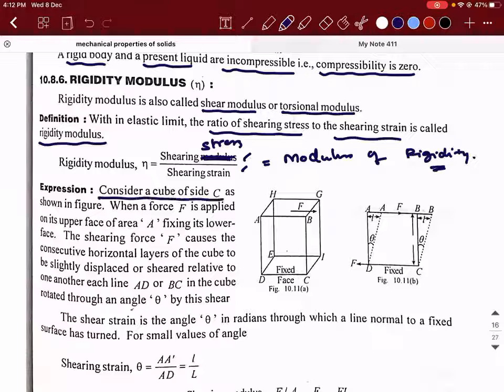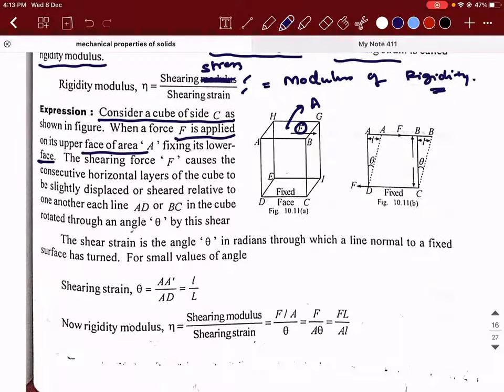Suppose you consider a cube of side L, shown in the figure. A force F is applied on the top face of area A, fixing its lower face. So the lower bottom is fixed, and the shearing force that you have applied is capital F. So what is going to be the shearing stress that it would undergo? Shearing stress is equal to F divided by A.